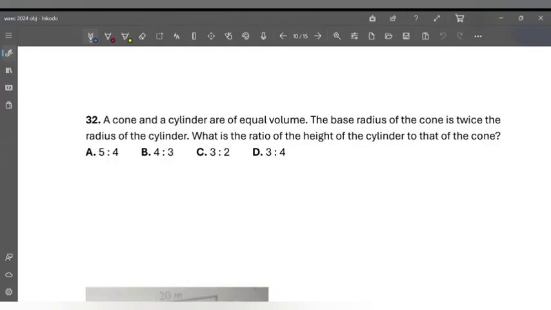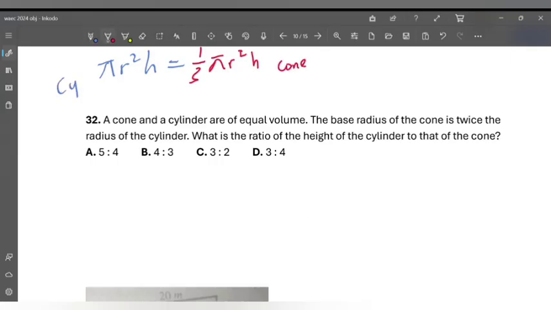So what's the formula for volume of a cone? Well, let me start with cylinder. Volume of a cylinder is pi r squared h, and I'm told that this volume is equal to the cone, which is 1 over 3 pi r squared h. I'm told that the volumes are equal, so I can equate these two. Mind you, the C is for cylinder and then the red is for the cone.